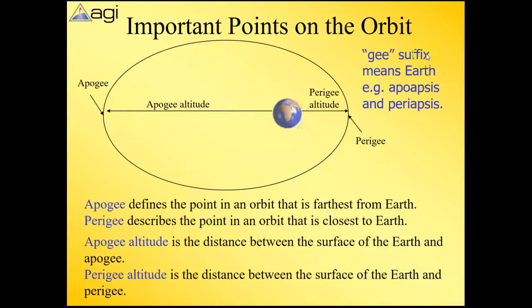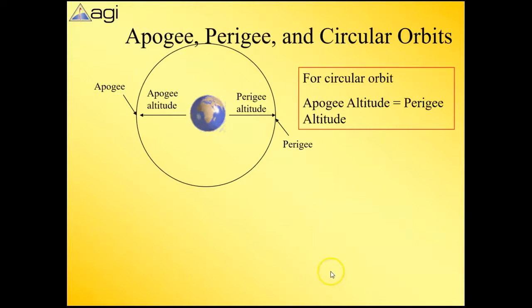And so as a little fun side note, the G suffix means Earth. For example, apoapsis and periapsis are the general terms. Apogee, perigee, and circular orbits.